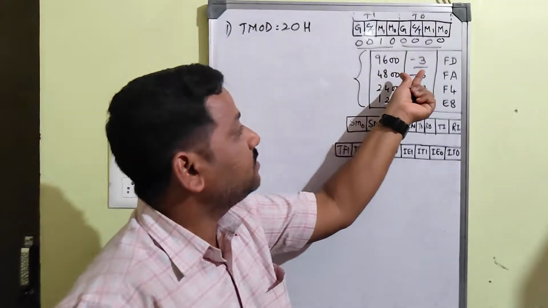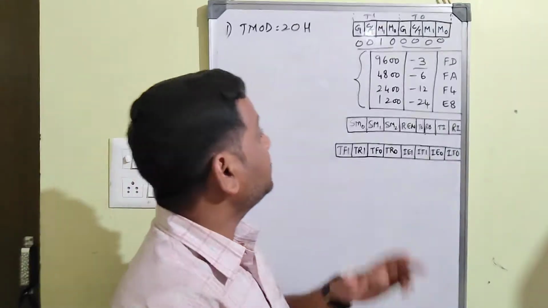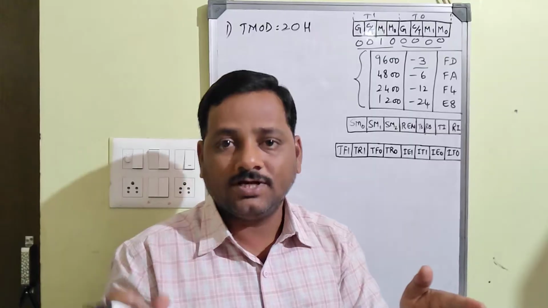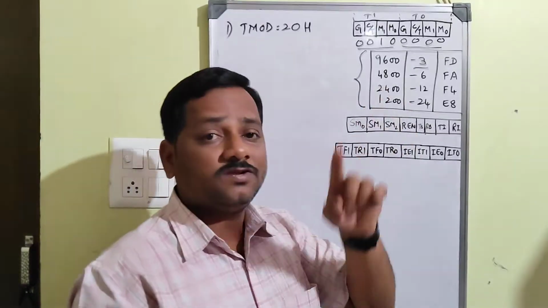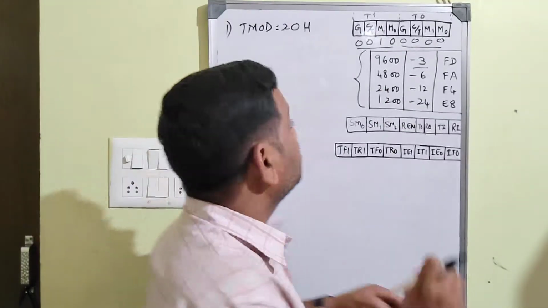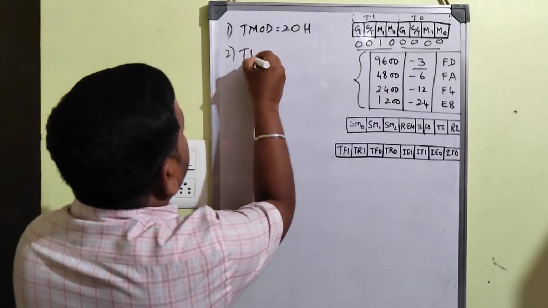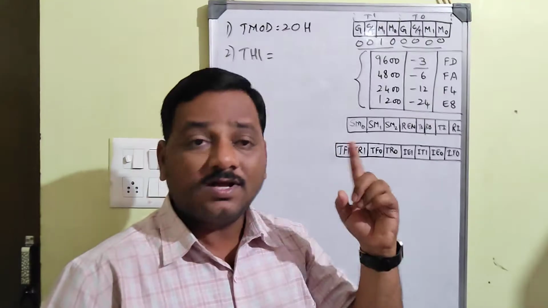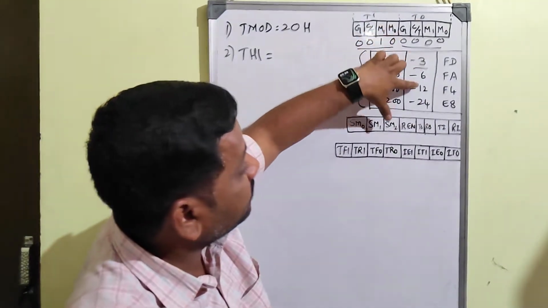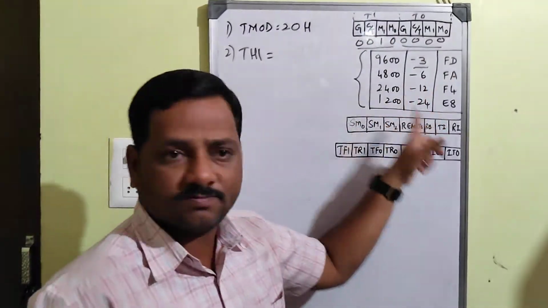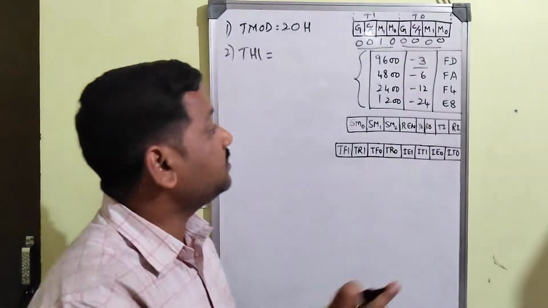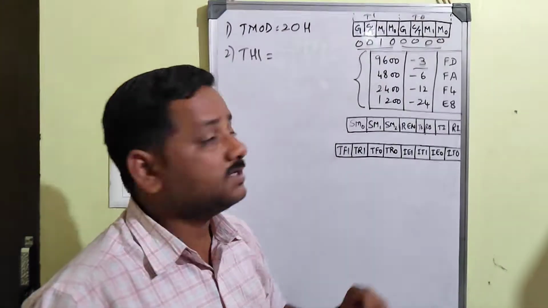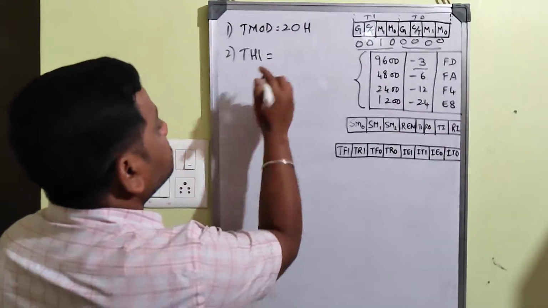TH1 and TL1 is nothing but, in that timer 1, it is actually 16 bit. So we are splitting it into 2, TL1 and TH1. And where you need to give the data is TH1. So enter the value into TH1, and that data is to be any one among these: -3, -6, -12, -24. Based on what you need to select as the baud rate. If you want to select the baud rate as 9600, then put -3 into TH1.